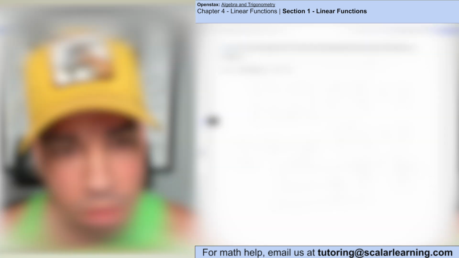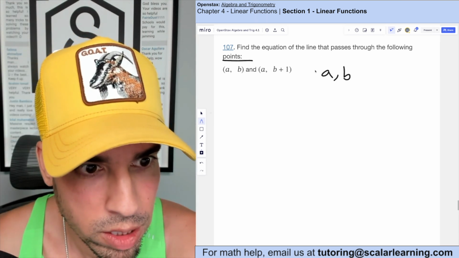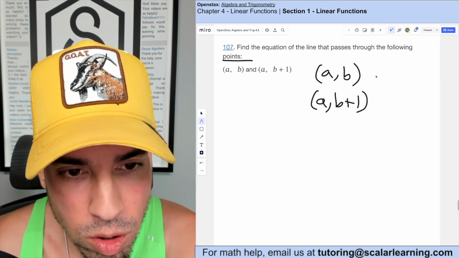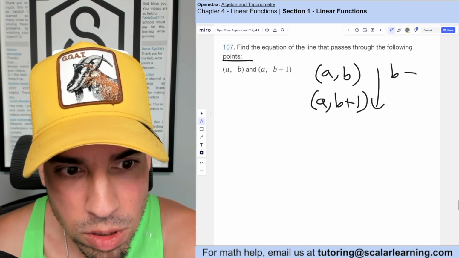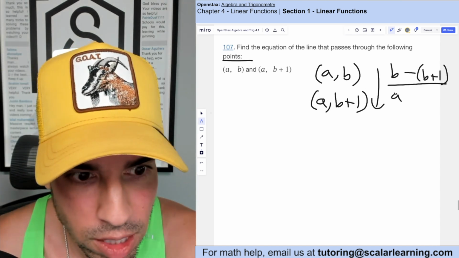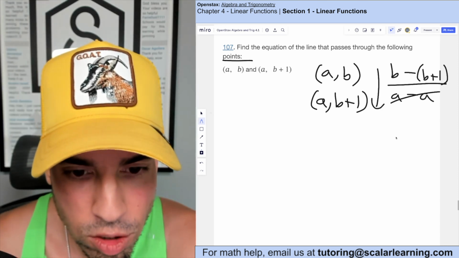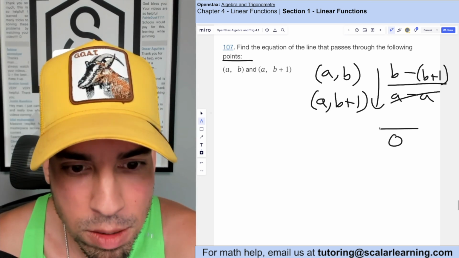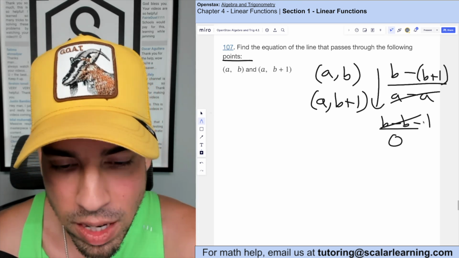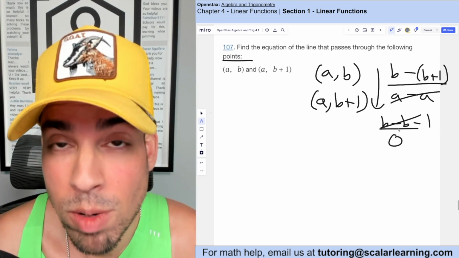Boom, done. Find the equation of the line that passes through the following points. So first and foremost, we need to calculate the slope. So I'm going to stack these coordinates, and we're going to subtract down. So we do the difference of the y values first over the difference of the x values. Again, top minus bottom. Well, a minus a is 0, okay? And then b minus 1, because I'm going to distribute that minus, becomes negative 1. Negative 1 over 0, that's indeterminate. That's undefined.